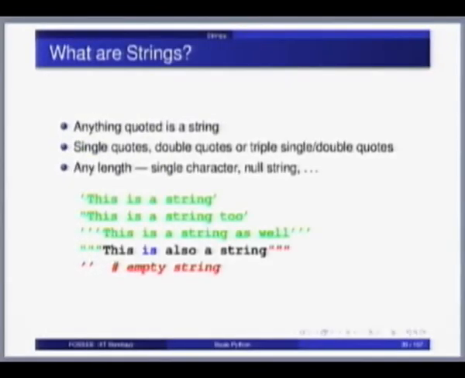Okay, so let's move on to strings, more about strings. Anything within quotes is typically a string. To create a string variable, you can do it in multiple ways: single quotes, double quotes, or triple single quotes or double quotes. And strings can be of any length, either a single character or a null string, any of that will work.